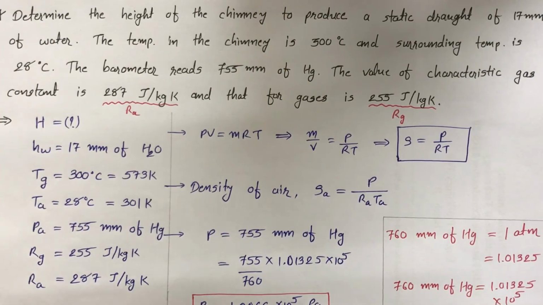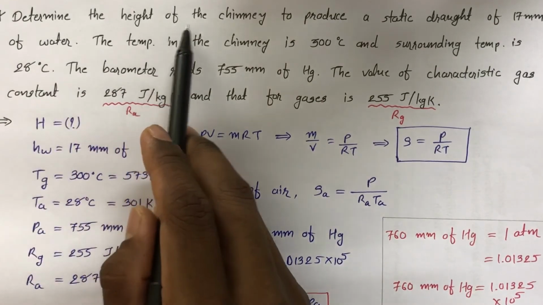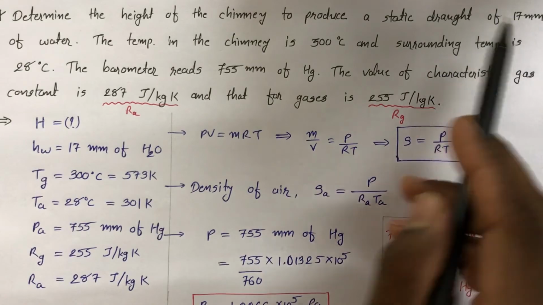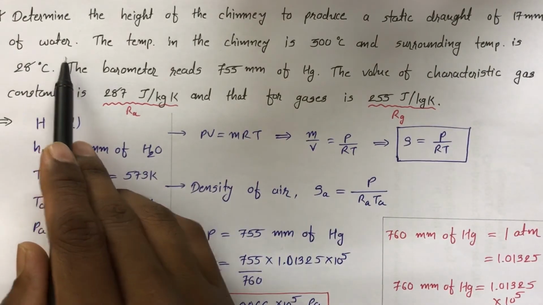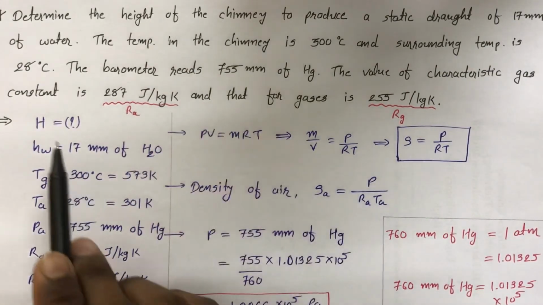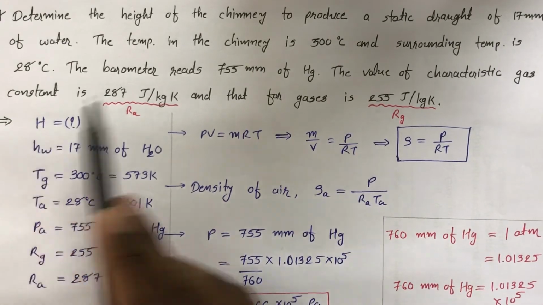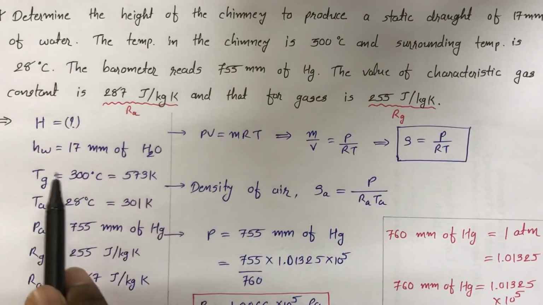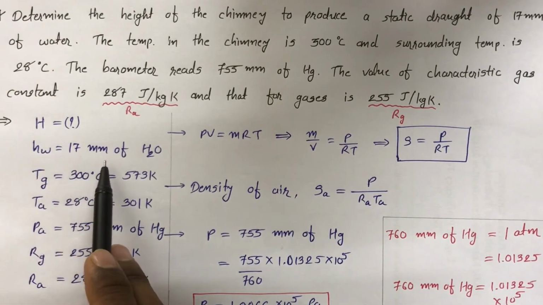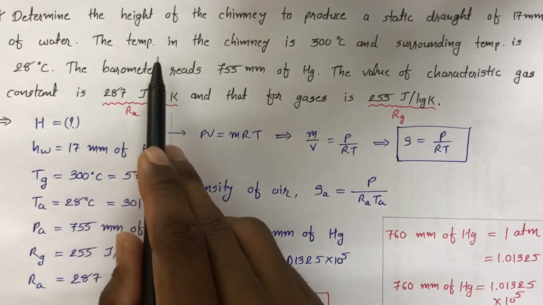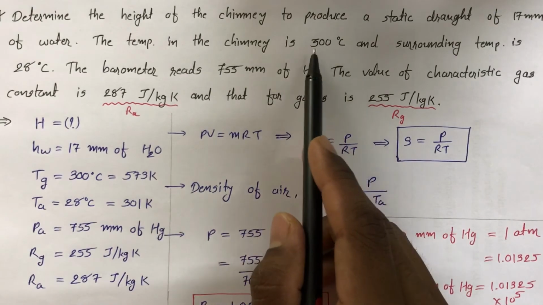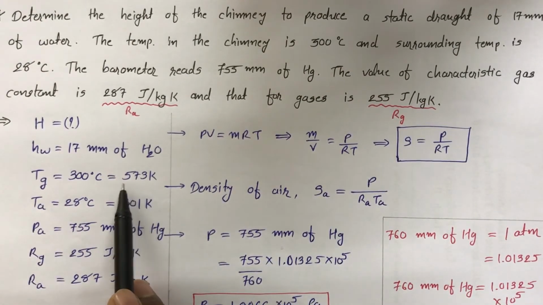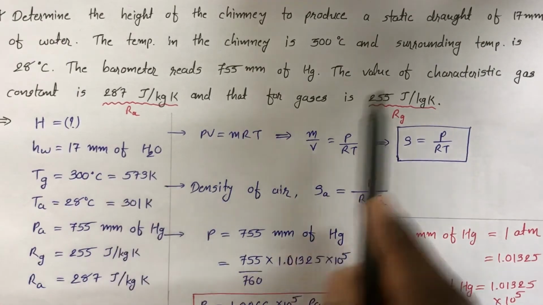Fifth example. Determine the height of the chimney to produce a static draft of 17 mm of water. Height of the chimney, capital H, you have to find. For static draft of 17 mm of water, HW is given to you, 17 mm of H2O. Temperature in the chimney is 300 degrees Celsius. Tg is equal to 573 Kelvin.